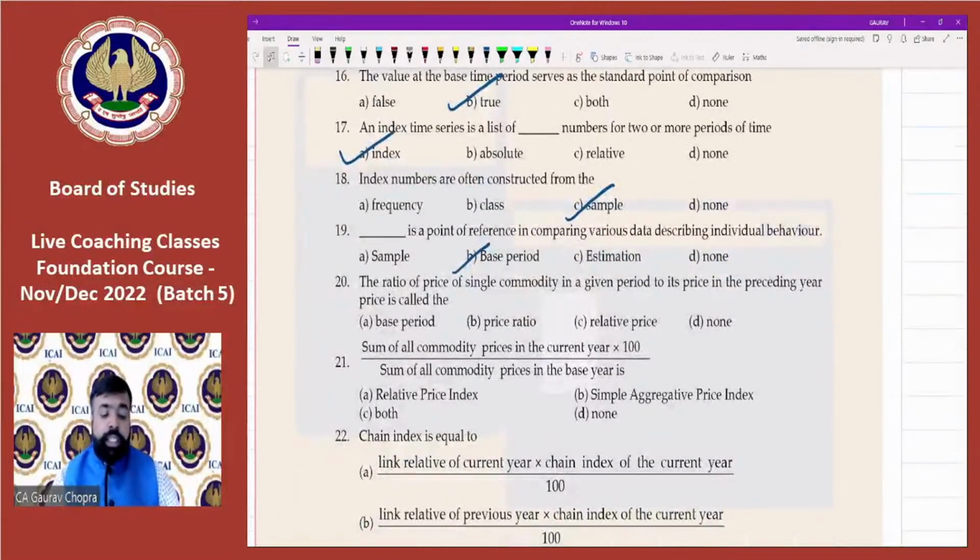Then the ratio of the price of a single commodity in a given period to its price in the preceding year is known as the price relative. So we are comparing the current year with the preceding year. It is simply the ratio of price, or the relative price, because we are comparing the current year Pn with Pn minus 1.